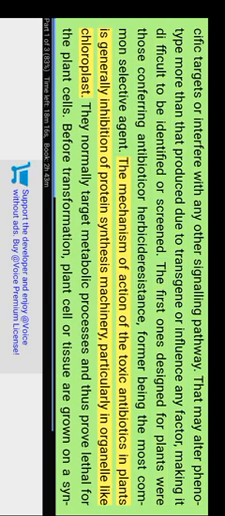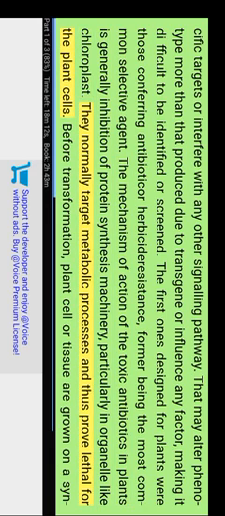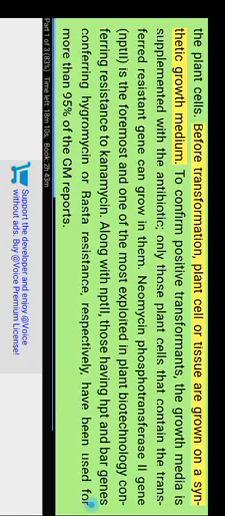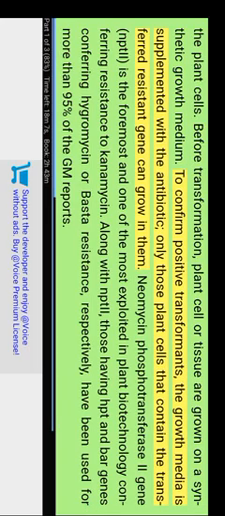The mechanism of action of the toxic antibiotics in plants is generally inhibition of protein synthesis machinery, particularly in organelles like chloroplast. They normally target metabolic processes and thus prove lethal for the plant cells. Before transformation, plant cells or tissue are grown on a synthetic growth medium. To confirm positive transformants, the growth media is supplemented with the antibiotic. Only those plant cells that contain the resistance gene can grow in them.